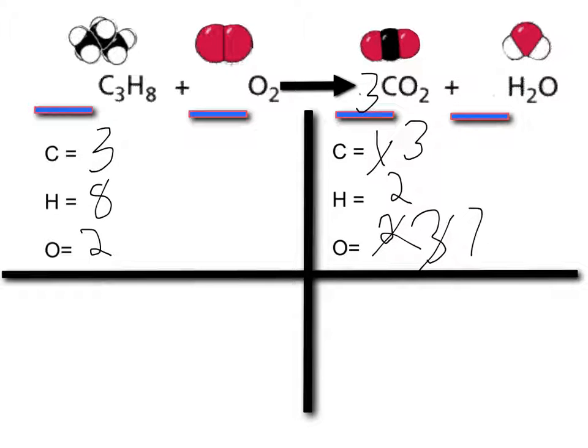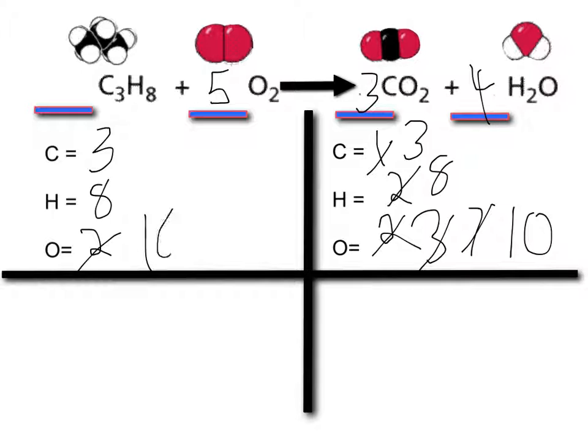Now I have to add a 4 in front of the H2O on the right side, which will give me 8 hydrogen, but then it will also give me 10 oxygen. So now my hydrogen is all balanced out, but my oxygen is not. Well, that's easy. All I have to do is add a 5 in front of the oxygen on the left side, and that will give me a 10. And now my equation is all balanced out.